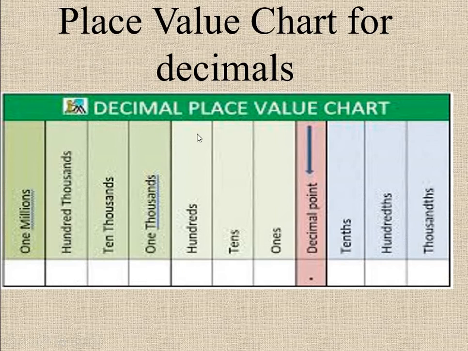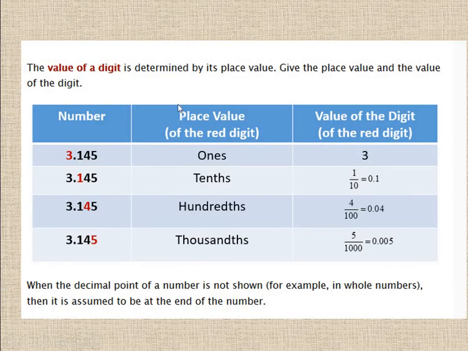Now this is the place value chart for the decimals. As we already know, the place value chart starts from ones, tens, hundreds, thousands, ten thousands, lakhs, millions as we proceed on the left. Now, if we take a decimal number, then after ones on the right side, there is a decimal point. Then the first place is tenths, then hundredths and thousandths. Now, there are few examples of the place value of decimal numbers. Suppose these are the numbers, and we need the place value and the value of the red digit. Now, suppose 3.145.